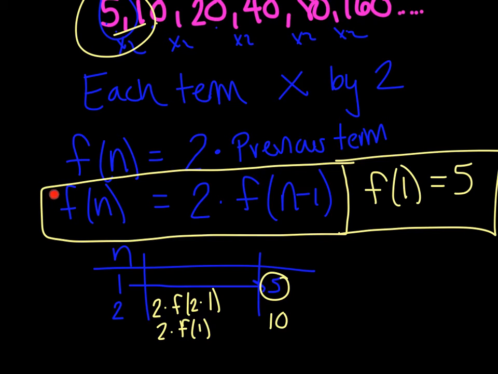Okay, but again, let me go back here. I just said I needed 2 times the previous term, so that's 2 times f of n minus 1, and then I'm going to list that first term out.